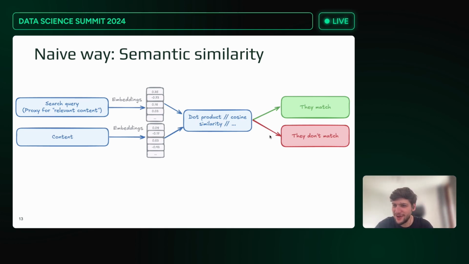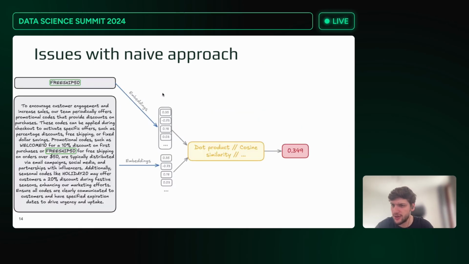Now, I've labeled this on top as the naive way, so obviously there's something wrong with it. Obviously there's some edge case where it doesn't work, otherwise I wouldn't call it the naive way. So what actually happens in reality? Let's look at an actual example of content that you might have in an enterprise setting.